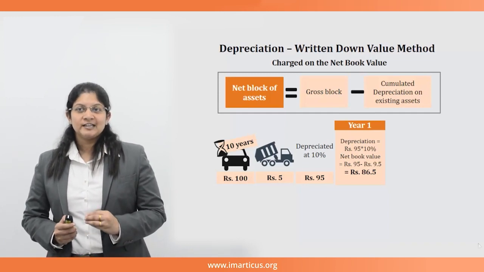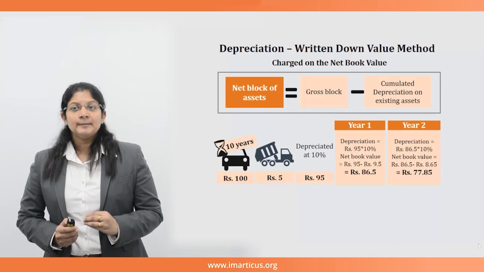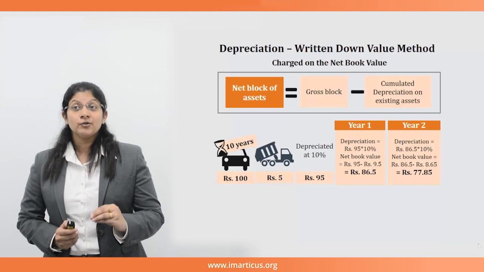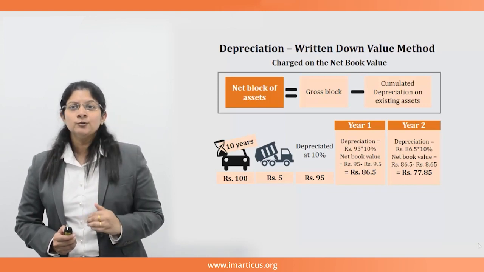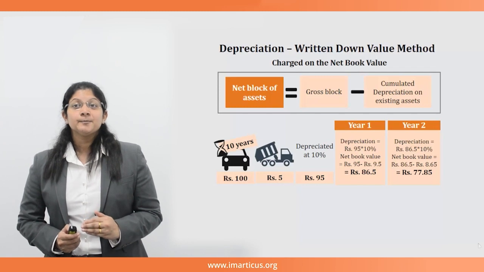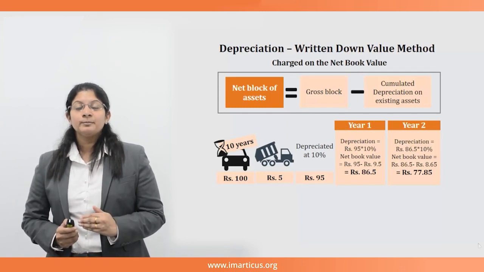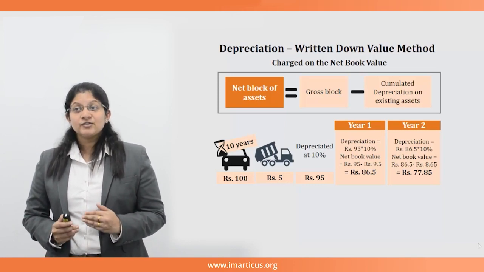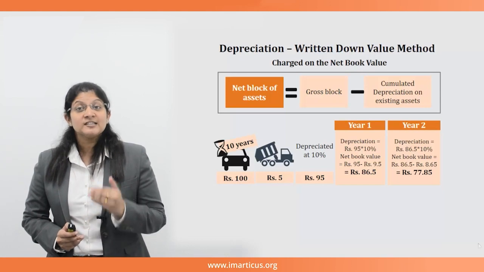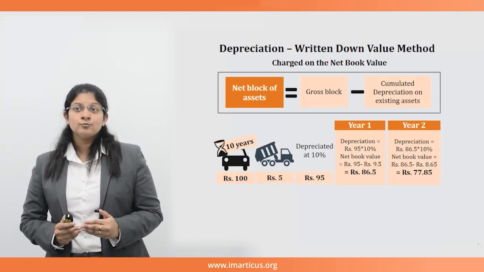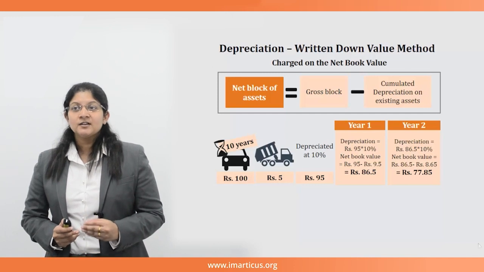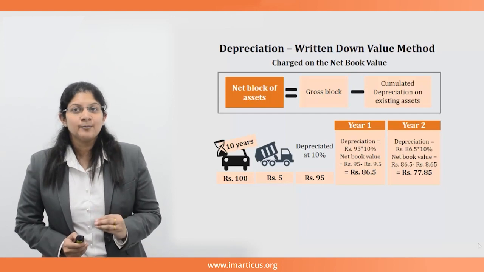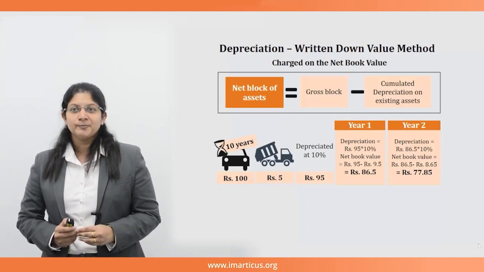This is similar to the straight line method. However, in year 2, depreciation under the WDV method at 10% would be charged on 86.5 and not on 95. So the depreciation for year 2 would be 8.65 and the net book value at the end of year 2 would be Rs 77.85. So on and so forth till year 10. Under the straight line method in year 2, depreciation would still be Rs 9.5 and hence the net book value would be Rs 76. The calculations for depreciation are done on depreciable value alone, that is excluding the scrap value, which would still form part of the asset block.